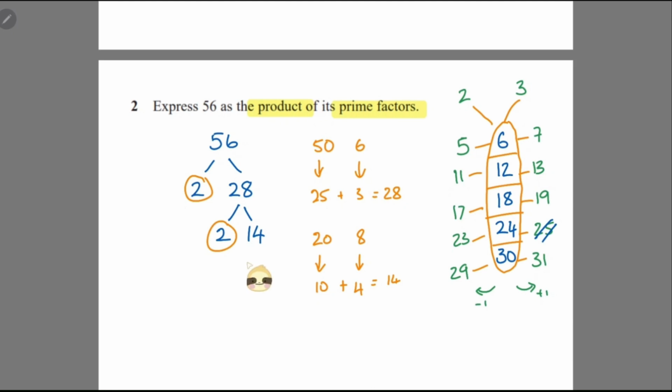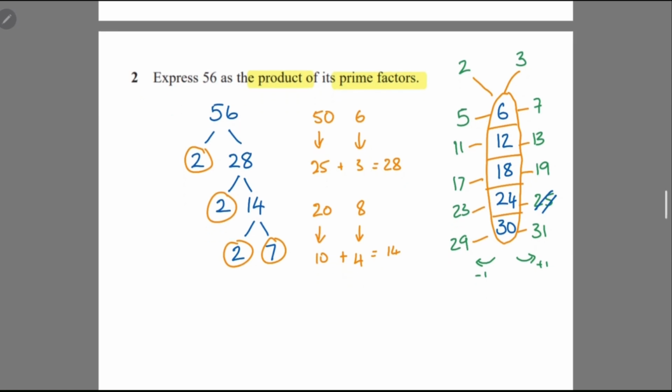So I'm going to draw 2 branches under 14, which again is an even number. So I know to make 14, we've got 2 times 7. Now from our list, we can see 2 and 7 are primes, so I can circle both of them, which means this factor tree is complete. Now, if you stop here, you only get 1 mark. This is a 2-mark question. The question specifically says we need to write it as a product of its prime factors.